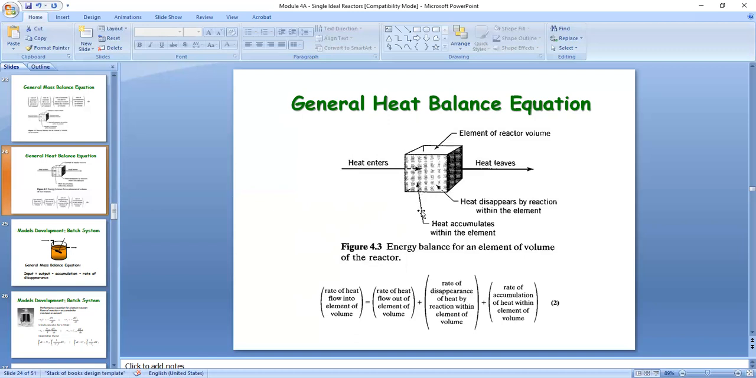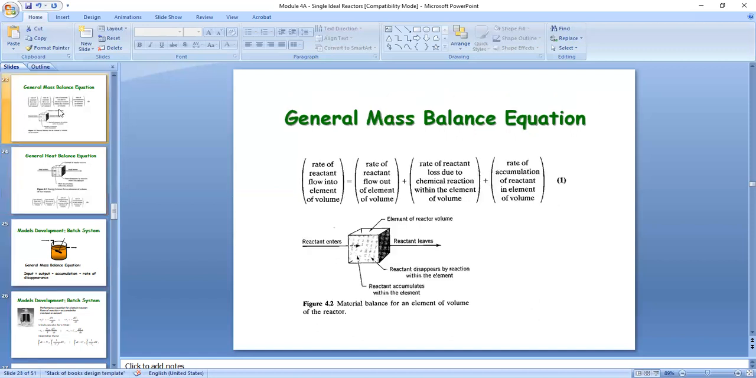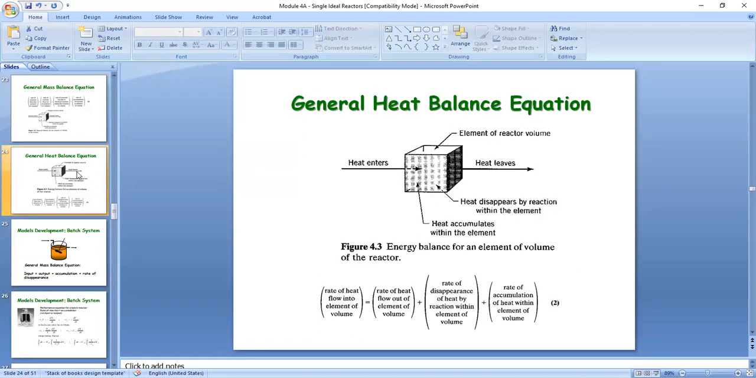So by reaction, maybe the reaction already consumed a certain amount of heat for it to be able to proceed or happen at all. So that needs to be accounted for. And the rate of accumulated heat, if there is this accumulation of heat within this element of volume, the element of volume of your system. So your mass balance and your energy balance are actually the same in terms of form. They only differ in what you are balancing.